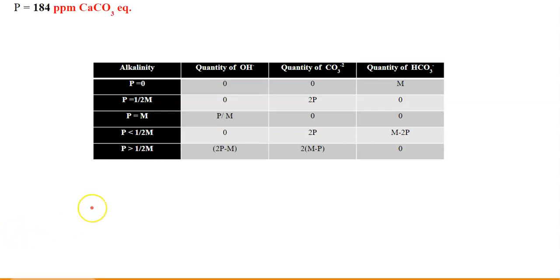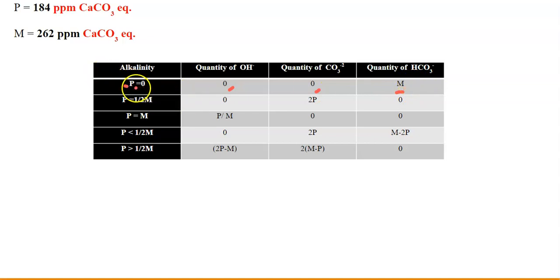Let's see further. We have the value of P, which is 184 ppm of calcium carbonate equivalent, and the value of M, which is 262 ppm of calcium carbonate equivalent. Now we will refer to this table, which you need to learn. If the value of P is 0, then the type of alkalinity is only bicarbonate, because you can see here hydroxide is 0 and carbonate is 0, and only bicarbonate is present, with alkalinity equal to the value of M.